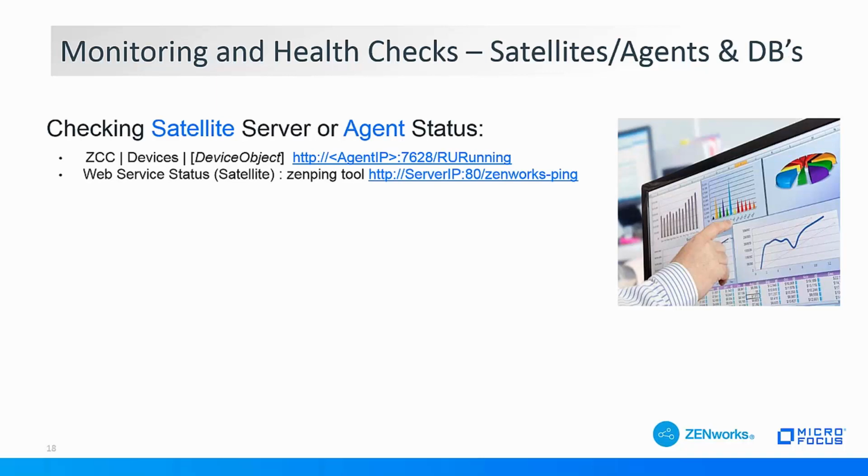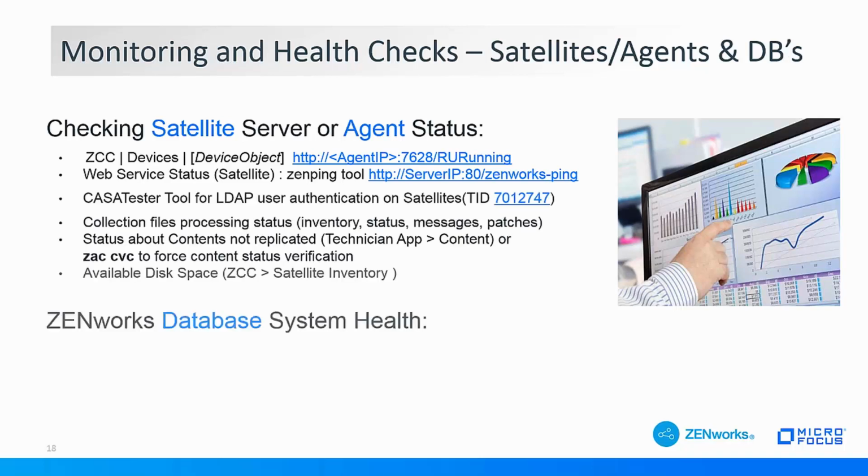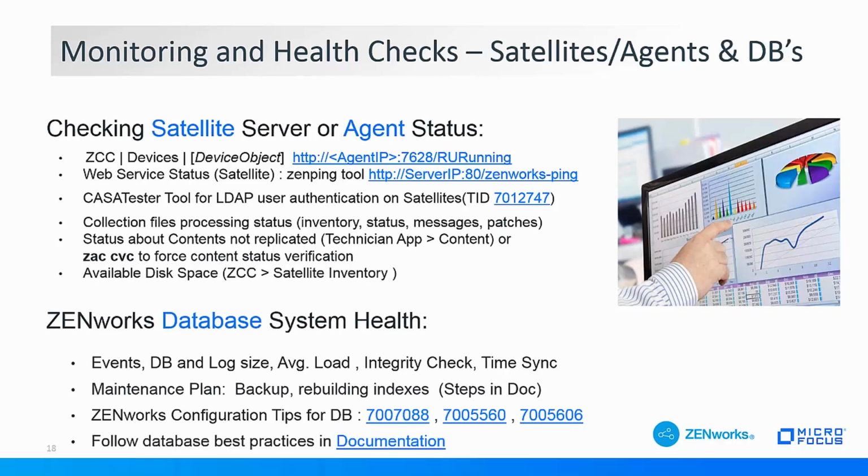You can also check the web service status on a satellite server, where the satellite server does certain roles like collection, authentication, and content. It does have to run a web server on port 80 for any kind of content and collection tasks. In that case, you can use a ping tool, which you can request from us, or you can even make sure that locally the satellite server is showing all the roles as active. If there's any kind of communication problems, you can look at that.